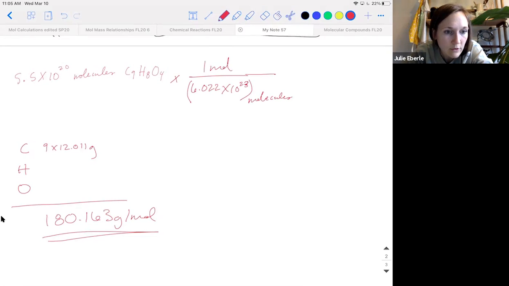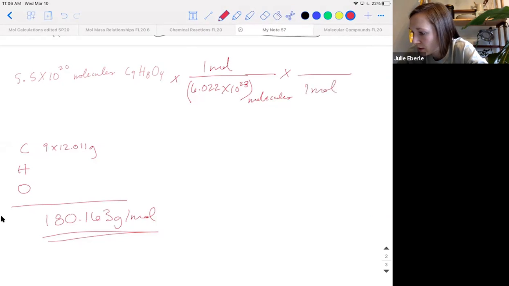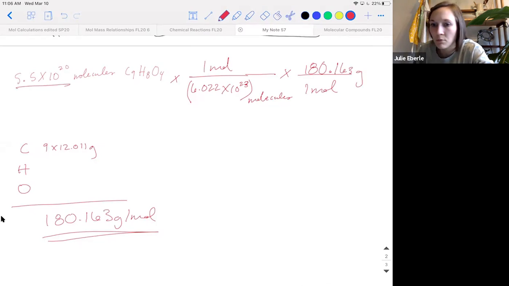Maddie says, for some reason when I did, oh, so maybe you just had the wrong molar mass. Well, we'll go ahead and finish it for anybody watching. Last step is for every 1 mole, you plug in 180.163 grams. So you'll do the 5.5 times 10 to the 20, divide by Avogadro's number, and multiply by 180.163 grams.